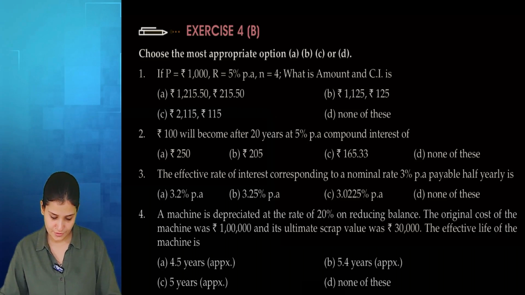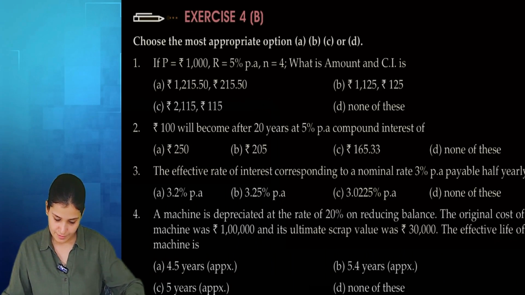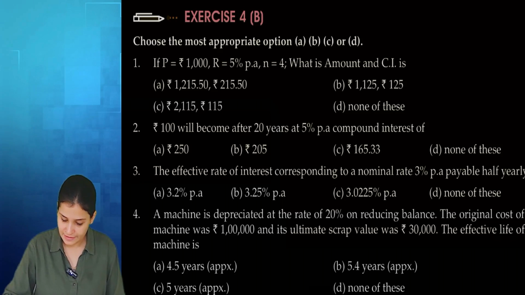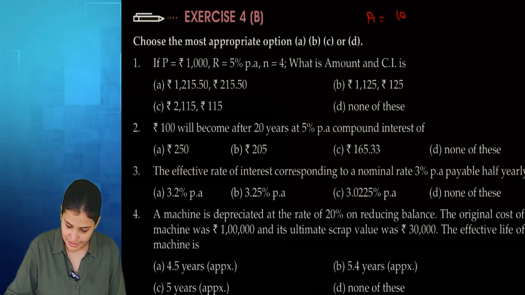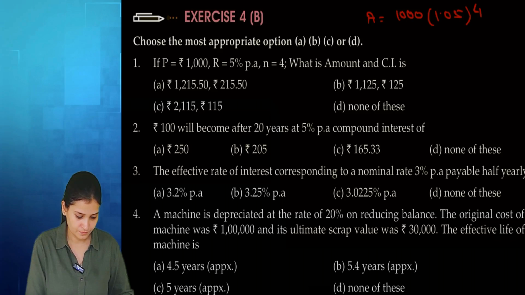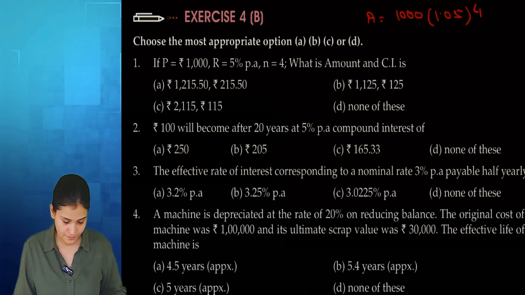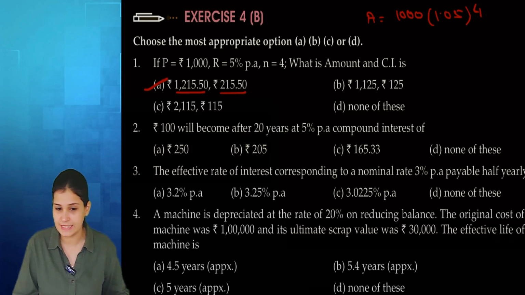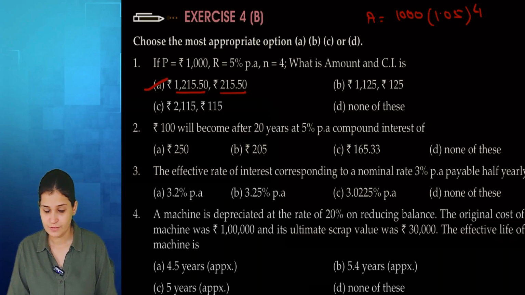Okay, let's discuss 4B. Question number 1. Principal 1000, rate 5%, N is 4, amount and CI. So the amount formula is P into 1.05 to the power 4. Answer Option A. 1215.50, and if I subtract 1000, this is the compound interest. So option A is correct.